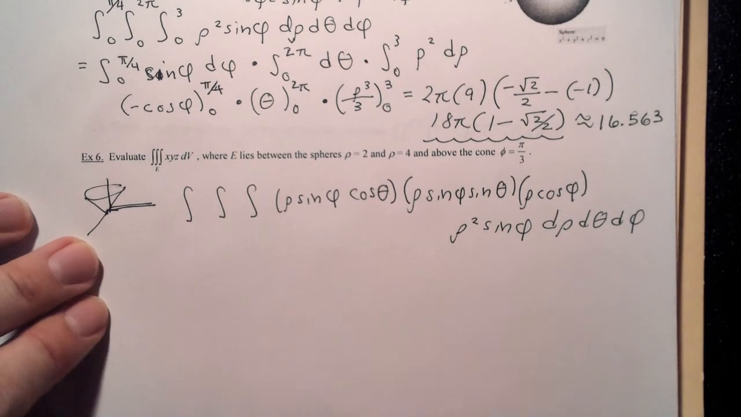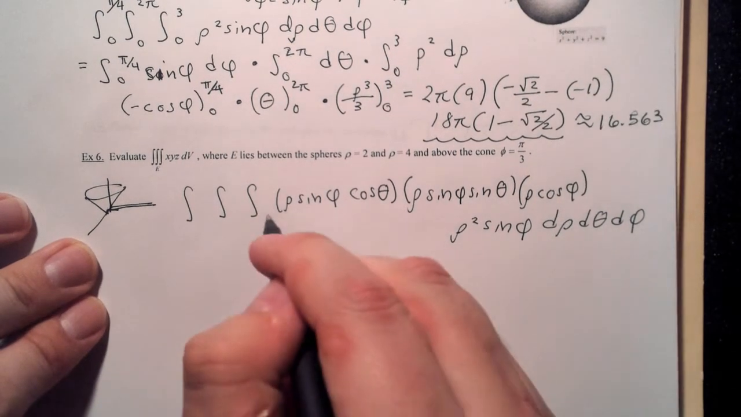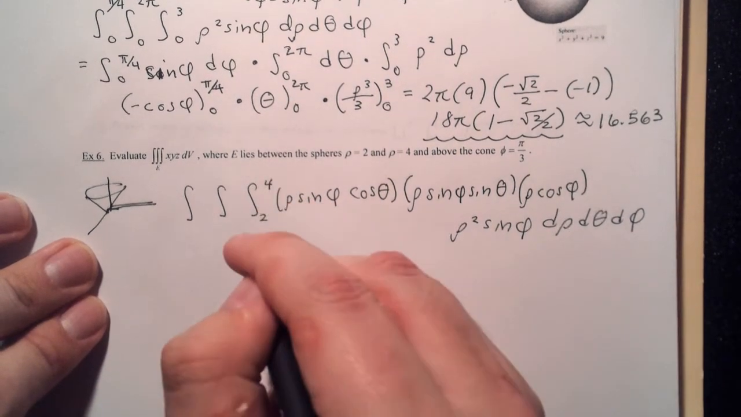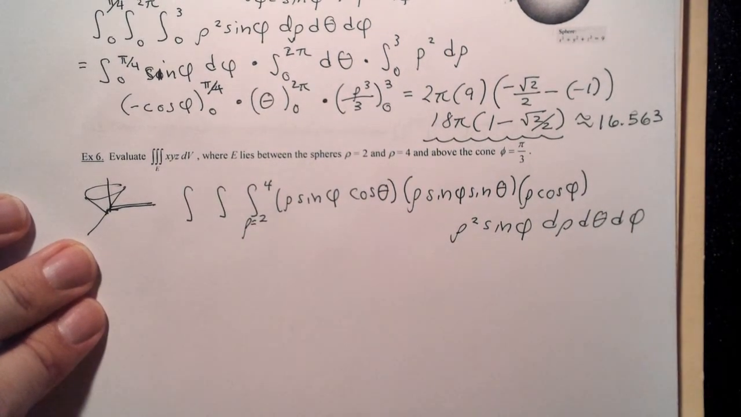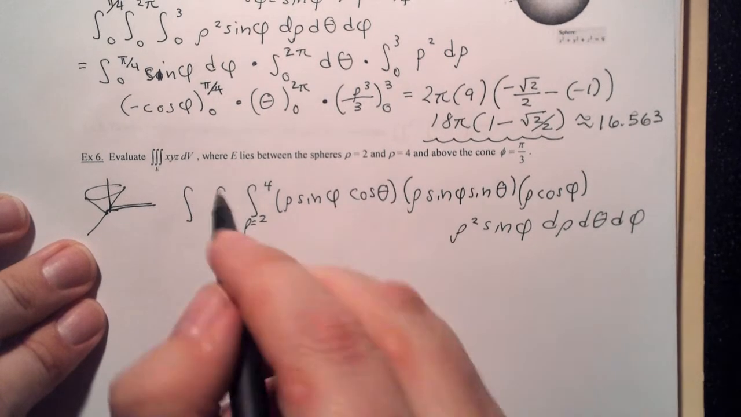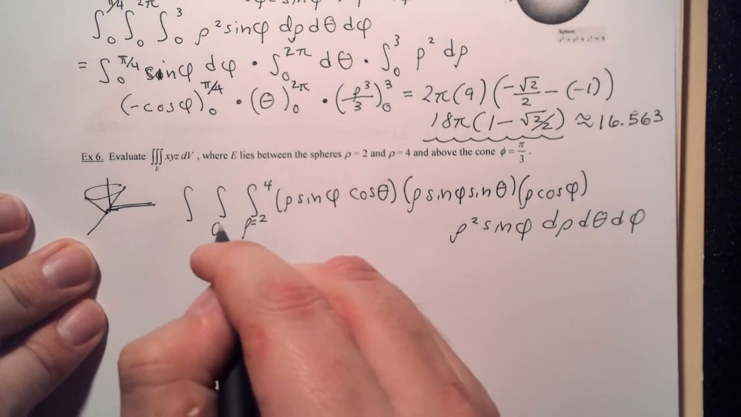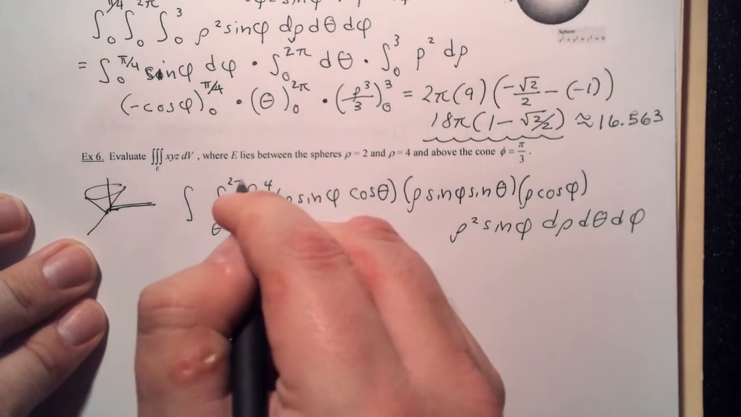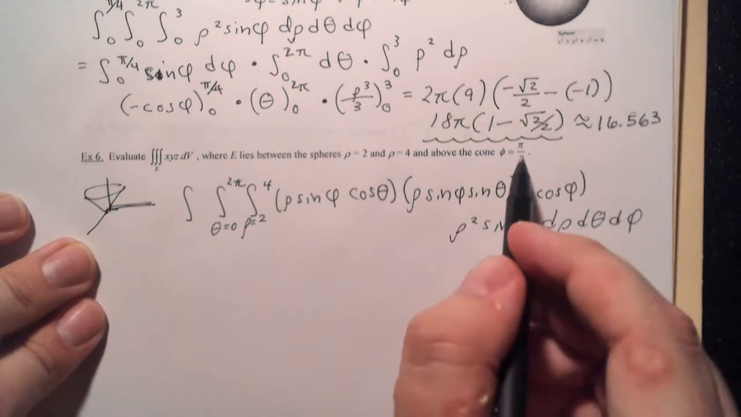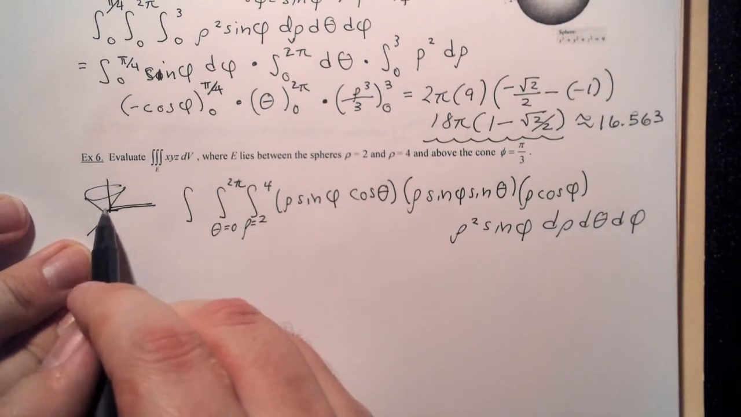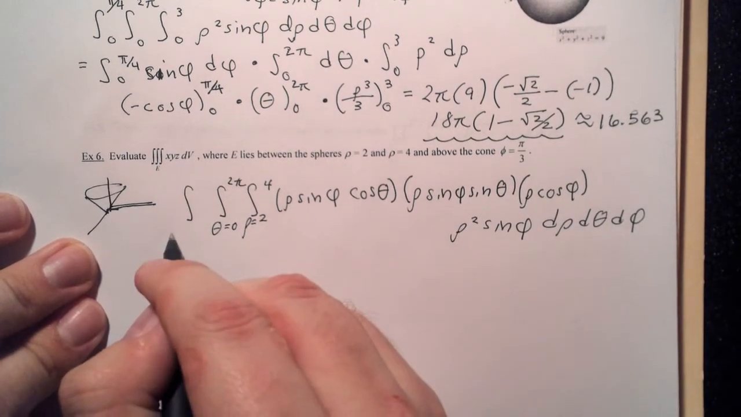So my rho bounds, rho goes from 2 to 4. My theta bounds, well, again, between these two spheres above the cone, that's implying I'm making a full circle, so theta goes from 0 to 2 pi. My phi bounds, phi will go from 0 to pi over 3, again, because I'm going from the positive z-axis down to this cone.